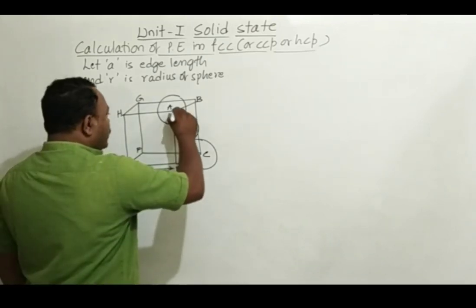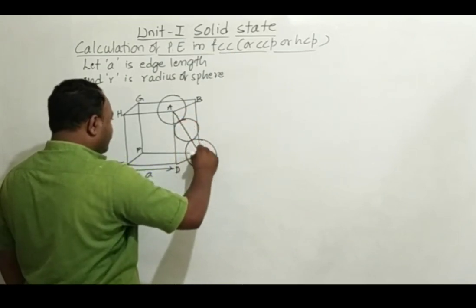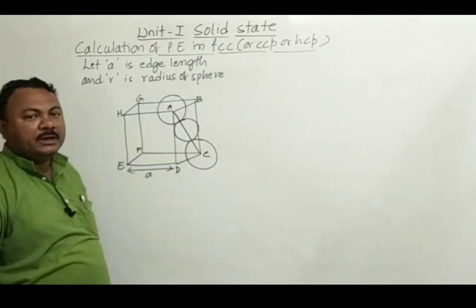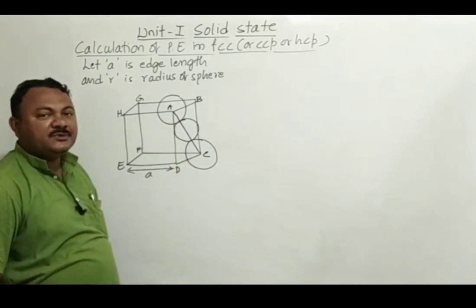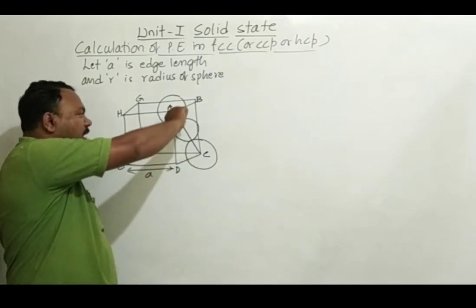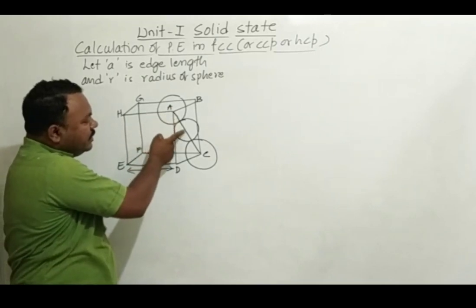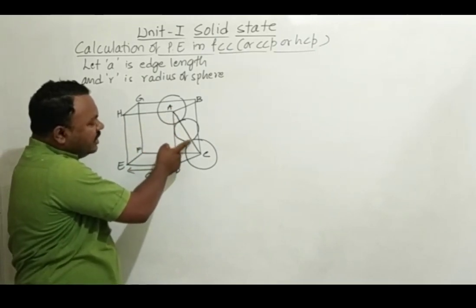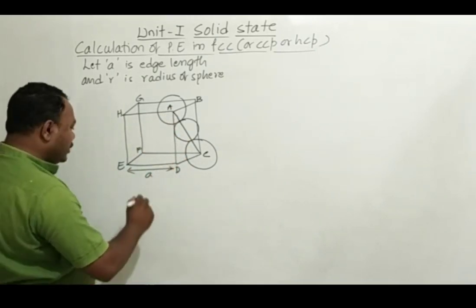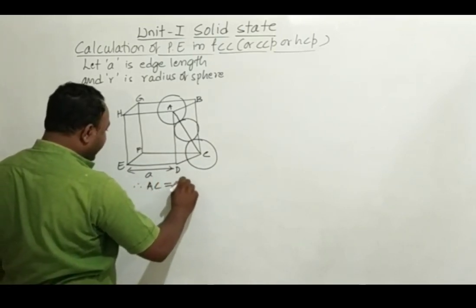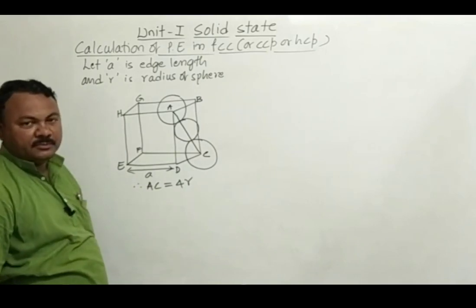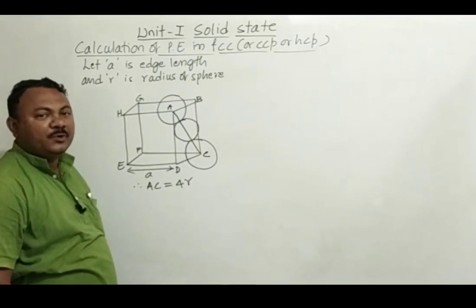Join corner A to the C. We have taken diagonal AC. Just look at the value of AC in terms of R. So this is nothing but R plus R, 2R, 3R, and this is 4R. So what is the value of AC in terms of R? We get the value of AC from the diagram as 4R. The value of AC is 4R.